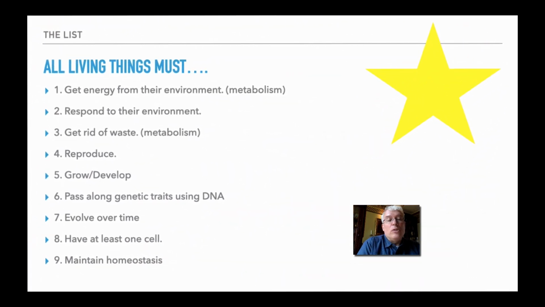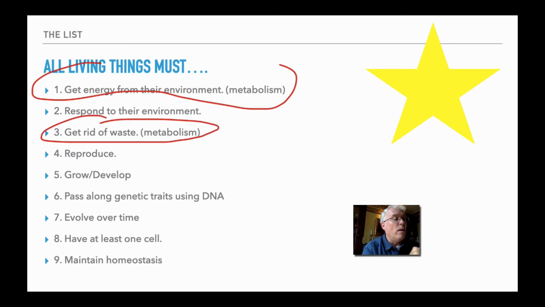So we're going to add that to our list, which we started in a previous video or previous slideshow, and we were up to number 8. So now we've added maintaining homeostasis as number 9. So we have completed our list. If we go back and review, all living things must get energy, they must respond to their environment, they must get rid of waste. Now, number 3, getting rid of waste, and number 1, those are both aspects of metabolism. So that's why I put that word in parentheses after each one of those.